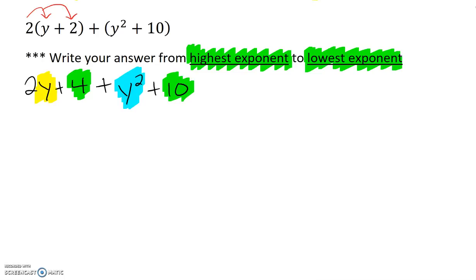Now, when I rewrite this, I'm going to rewrite this from highest exponent. Remember, this has an exponent of y to the second. This has an exponent of y to the first. So I'm going to rewrite it like this. y to the second plus, this is positive, so 2y plus 4 plus 10 is plus 14. And there we go. We are done. Highest exponent to lowest exponent.